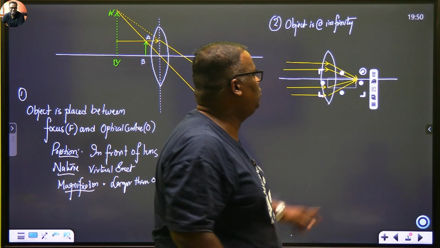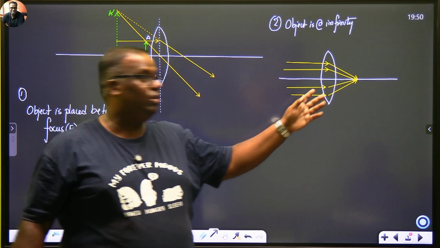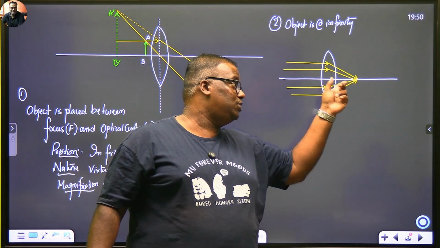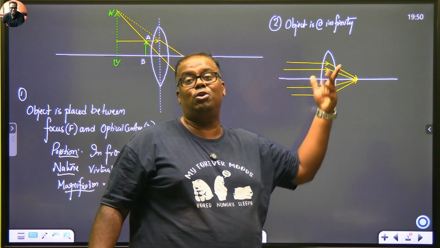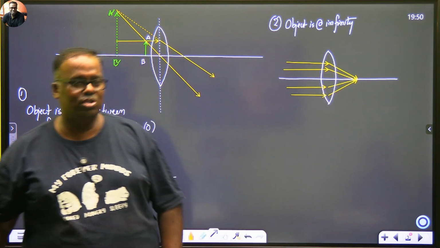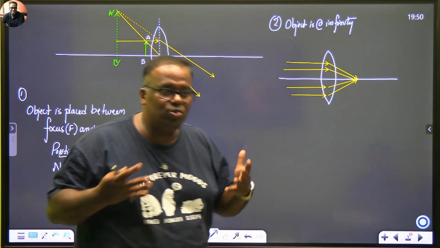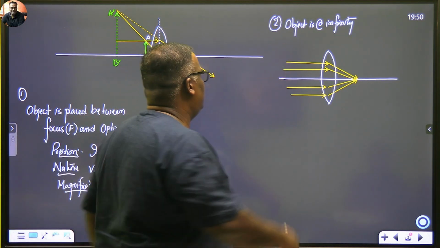This is the mischief you used to do in childhood. When you kept paper here and a hand lens, the sun's image was formed here, all the rays, and the paper automatically started burning. Huge concentration of rays. Now, suppose I want to see the image. So the object is at infinity.